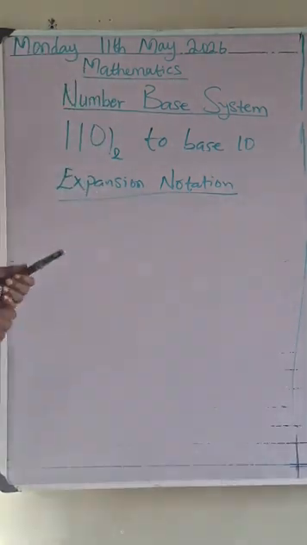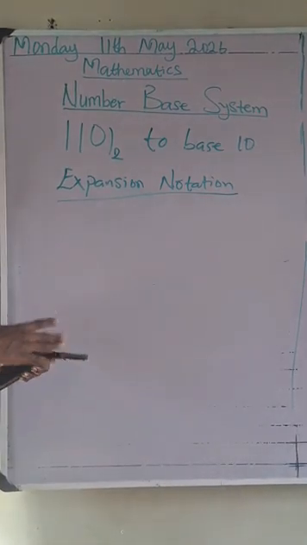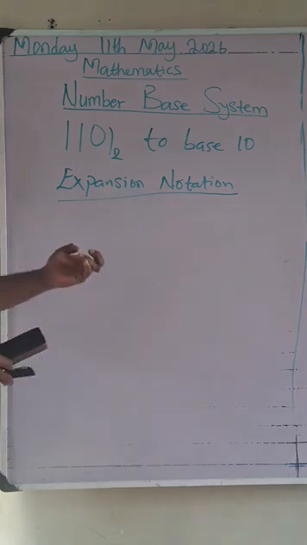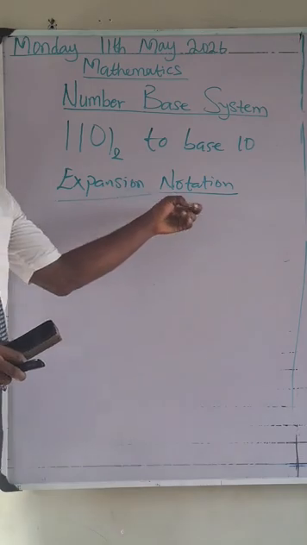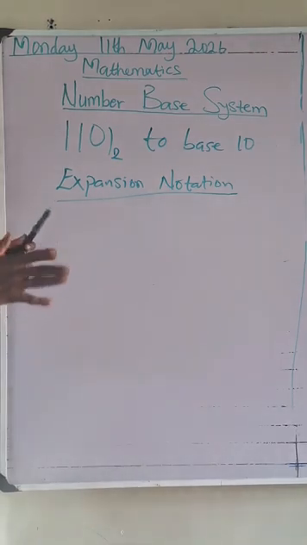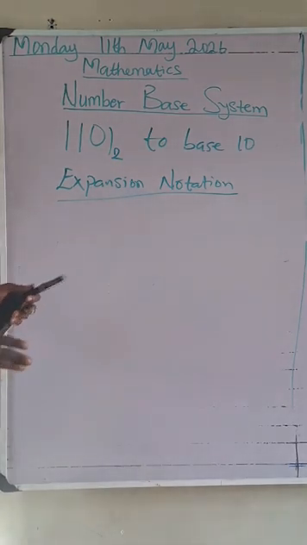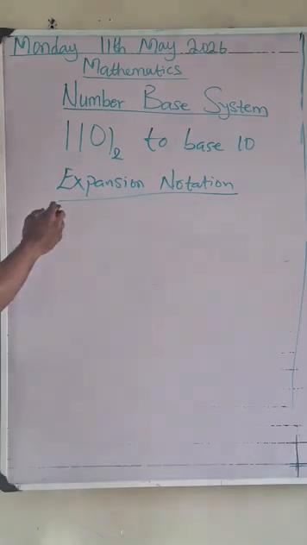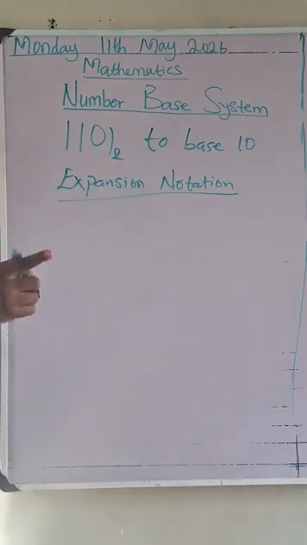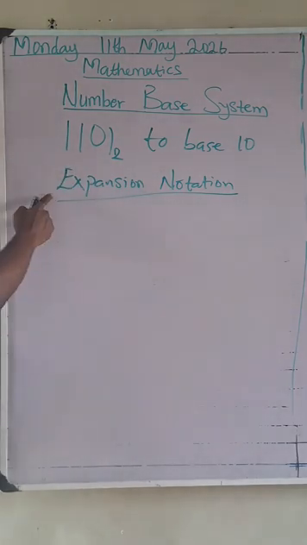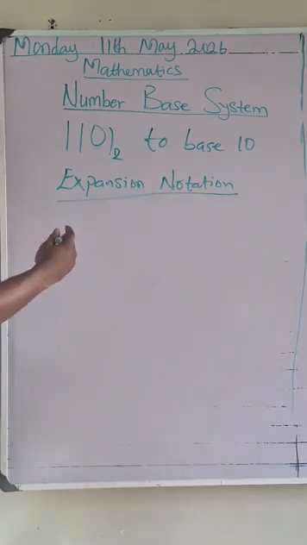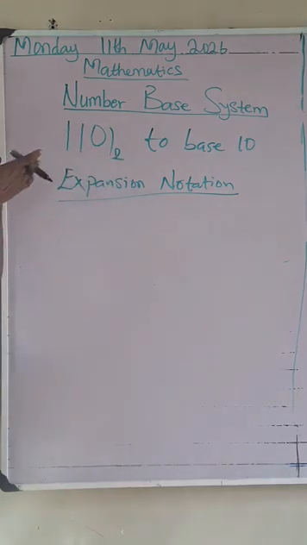Now, how does expansion notation work? I'm not going to list the steps because of time, so let's learn together. What do you do in expansion notation? Watch my steps, please. Expanding means spreading or extending something. So if I'm given a number such as this and asked to convert it to base 10, the method you use is expansion notation. In expansion notation, you expand the given number.